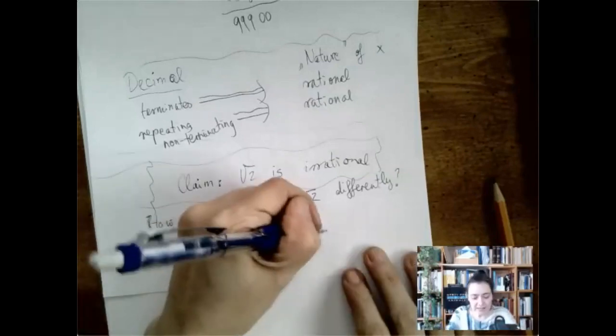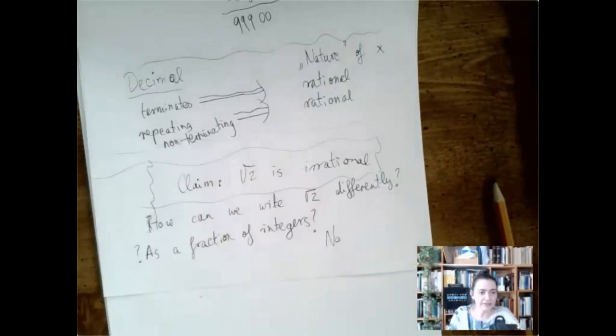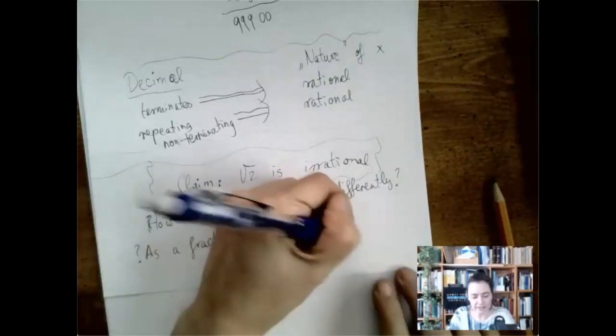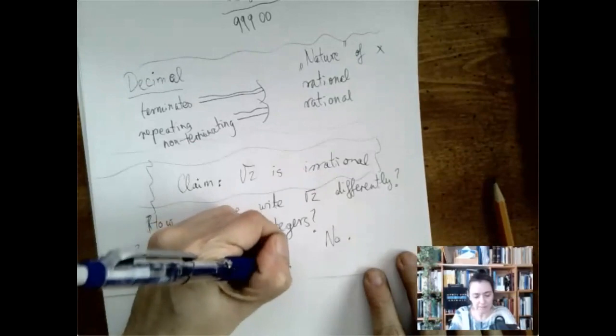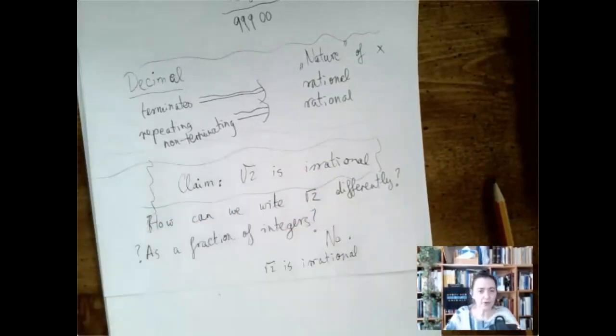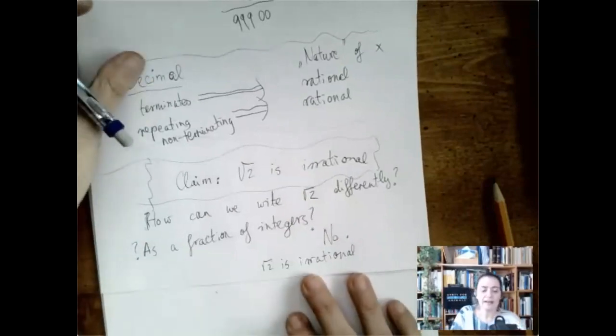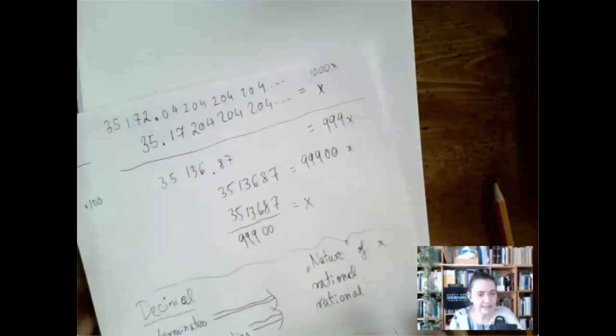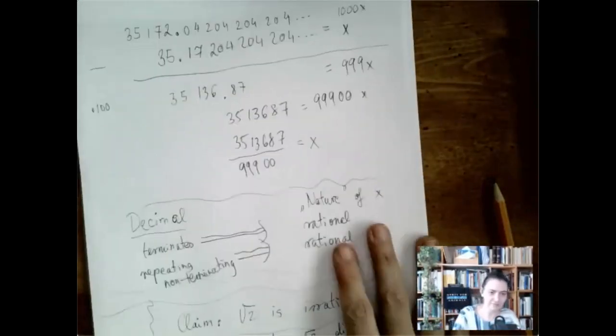But no, the answer is no. That's what it means to be irrational, right? Square root of 2 is irrational. And for irrational numbers, the definition is you cannot write it as a quotient of two integers. Can do it, can do it, cannot do it. Okay, well, maybe as a decimal, right? These are the two representations, fraction and decimal.